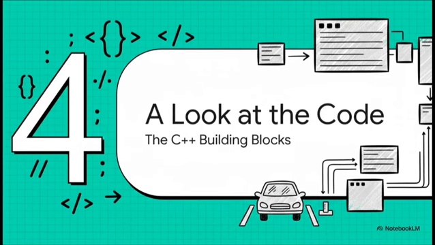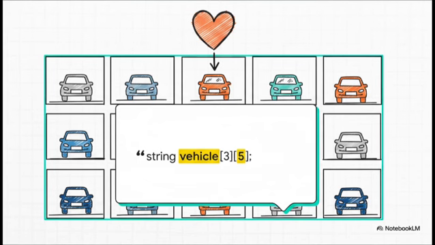Okay, time to pop the hood and take a quick look at the code. Now, don't worry, you don't have to be a coding genius for this part. We're just going to see how these ideas we've been talking about actually look in C++. Would you believe me if I told you this one single line of code is the heart of our entire system? It's true. With just this little declaration, we've created the digital grid for our whole garage, 3 floors, 5 slots each. It just goes to show you how powerful a little bit of code can be.